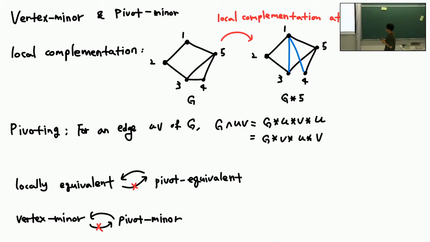Pivoting is a sequence of applying local complementation. So if two graphs are pivot equivalent to each other, then obviously the two graphs are locally equivalent. Also, a pivot minor is also a vertex-minor. However, generally the converse directions do not hold.